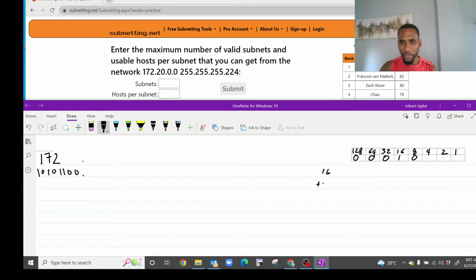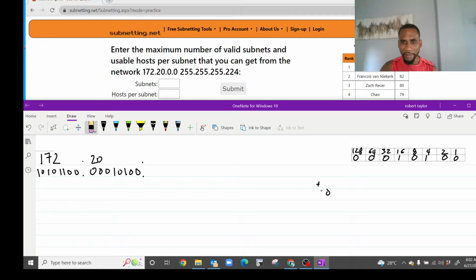If I add the 4 to the 16, that's 20, right on the money. So I'm going to use the 4, and I'm not going to use the 2, and I don't need the 1. So the binary representation of 20 is, let me write the 20 here first, 00010100. Put back the dot here.